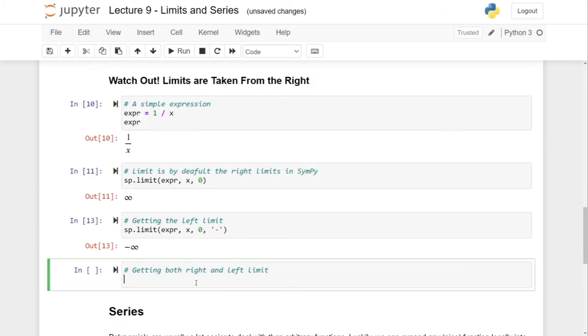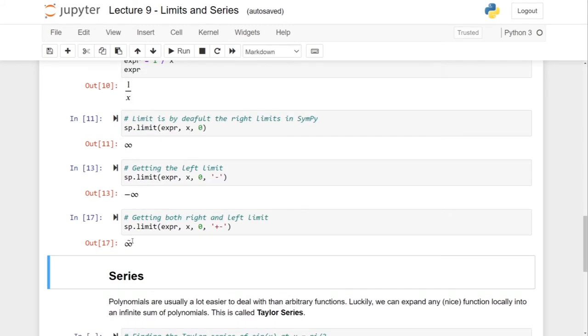You can also get both the right and left limit by specifying both of them. What you do then is just say sp.limit, take your expression, take your variable, take your point, and finally just specify plus and minus together in a string here. Here you can see that I got infinity with a tilde above, and this is a bit of a strange notation. This indicates that the right and left limit are not the same, since the right limit is plus infinity and the negative one is negative infinity. So just be careful when you take limits in SymPy that by default they're taken from the right, but you can also specify that they should be taken from the left or specify both of them.